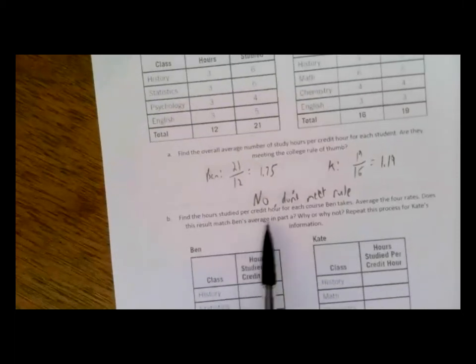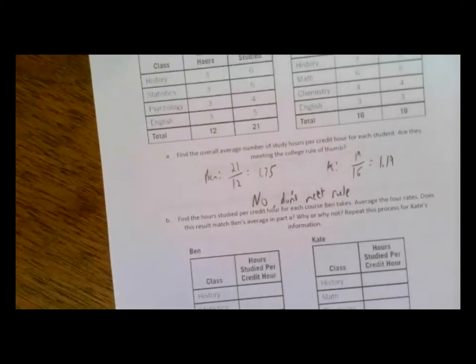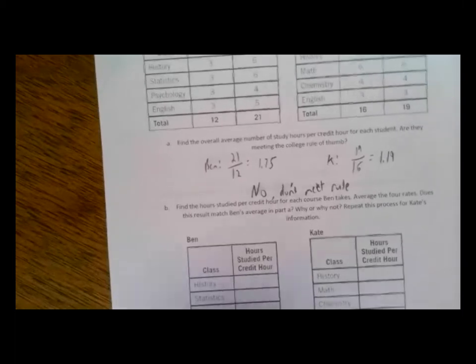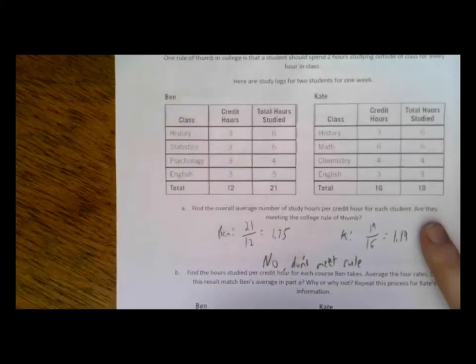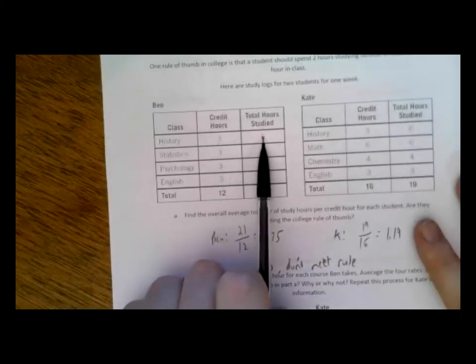Now it says, find the hours studied per credit hour for each course, and then average those 4 rates. Does this match the result for Ben's average in part A? Why or why not? And then do the same thing for Kate. So instead of summing them all up and then dividing at the end, we're going to look at each row, right? For history, it looks like he studied for 6 hours total, and there were 3 credit hours. So we do 6 divided by 3, which is 2. His number of hours studied in history is 2 per hour.